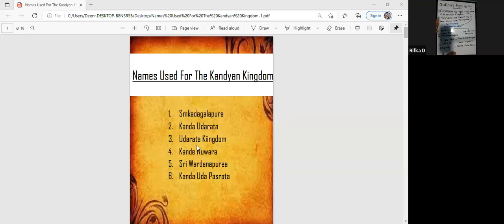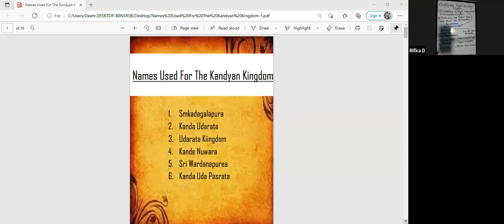Also, when I talk about your O-levels, in my previous session I said that you will get 3 or 4 MCQ questions from the Kandyan kingdom. At the same time, there will be one essay type question for sure from the Kandyan kingdom. Because of that, I told you the Kandyan kingdom is very important. So let us quickly have a look at whatever I have taught you in my previous session.